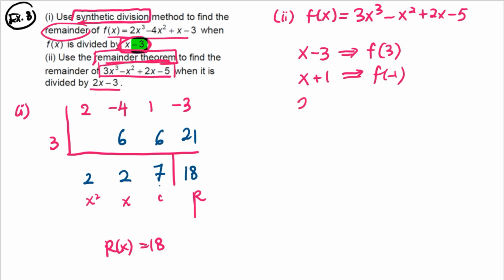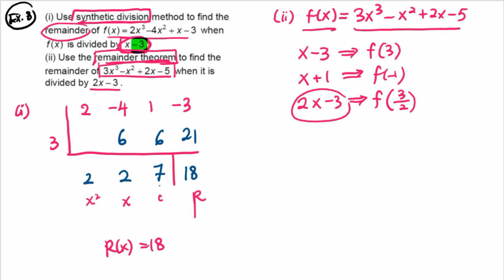But if the question asks us to find the remainder when f(x) is divided by 2x minus 3, then I have to find f(3/2). Alright, you have to modify this part. So in this case, to find the remainder for this f(x) when divided by 2x plus 3, I need to find f(3/2) by using the remainder theorem. So you just need to plug in the value 3 over 2 at the variable x.